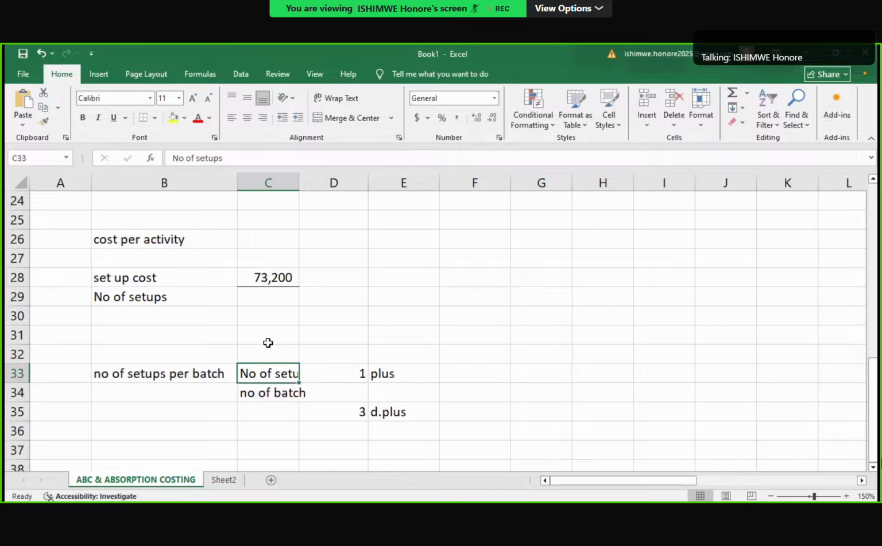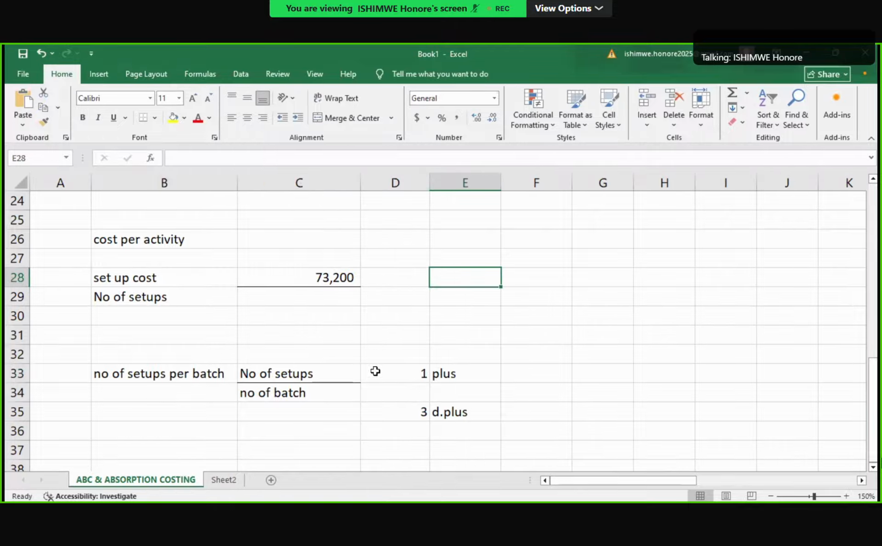I want us to understand this. Let me go like this. They take the number of setups, then divide by the number of batch. They get number of setups per batch. That is 1. And we need to ask ourselves, can we get the number of batch? Because we need the number of setups.